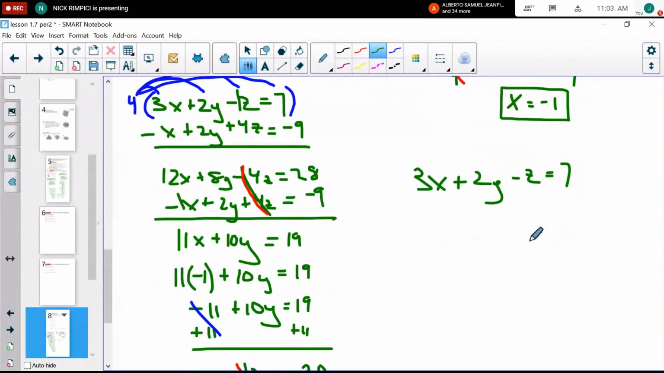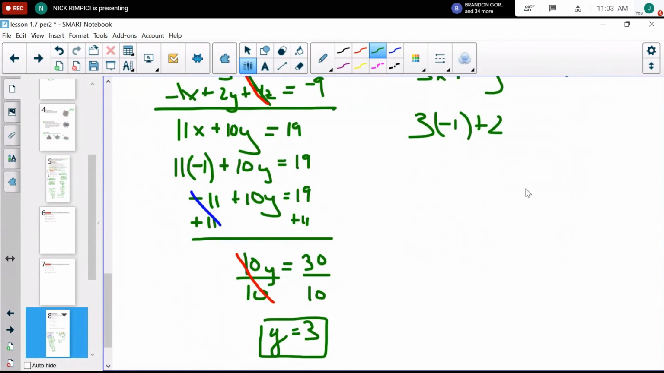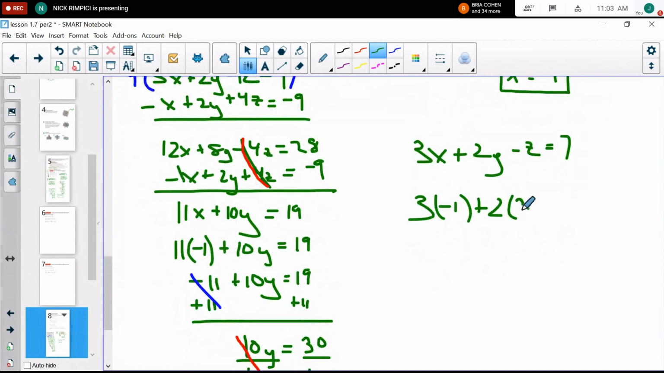And we know x is -1, so I'm going to replace x with -1. And we know y is 3. Replace y with 3. And we're trying to solve for z. So if we work this out, 3 times -1 is -3. 2 times 3 is 6, because multiplication occurs before addition, right? I multiply this, get this. 2 times 3, I get this. Minus z equals 7.